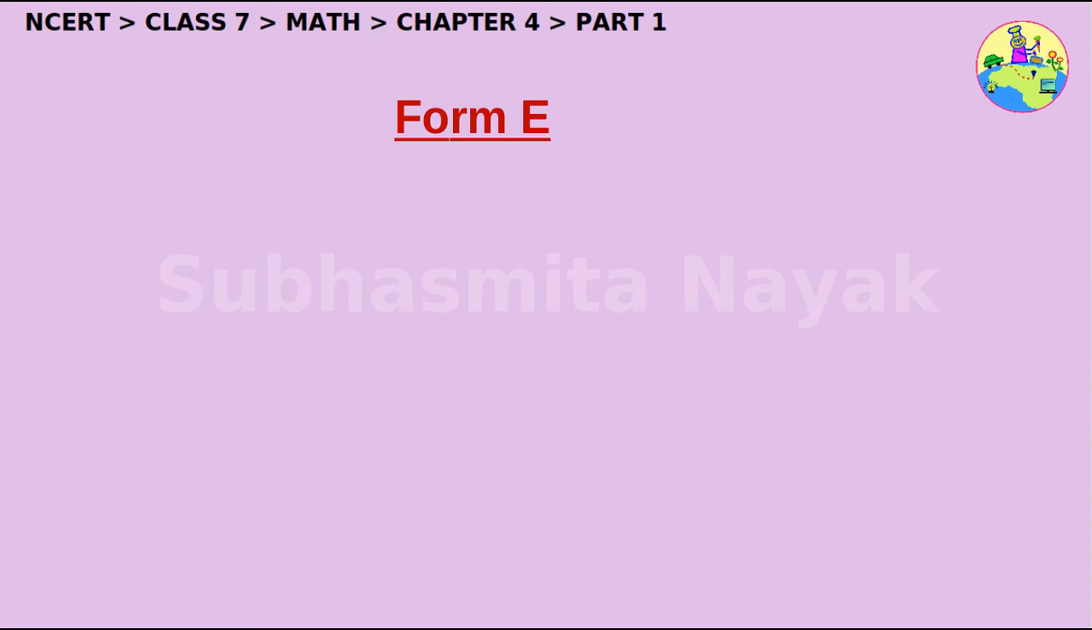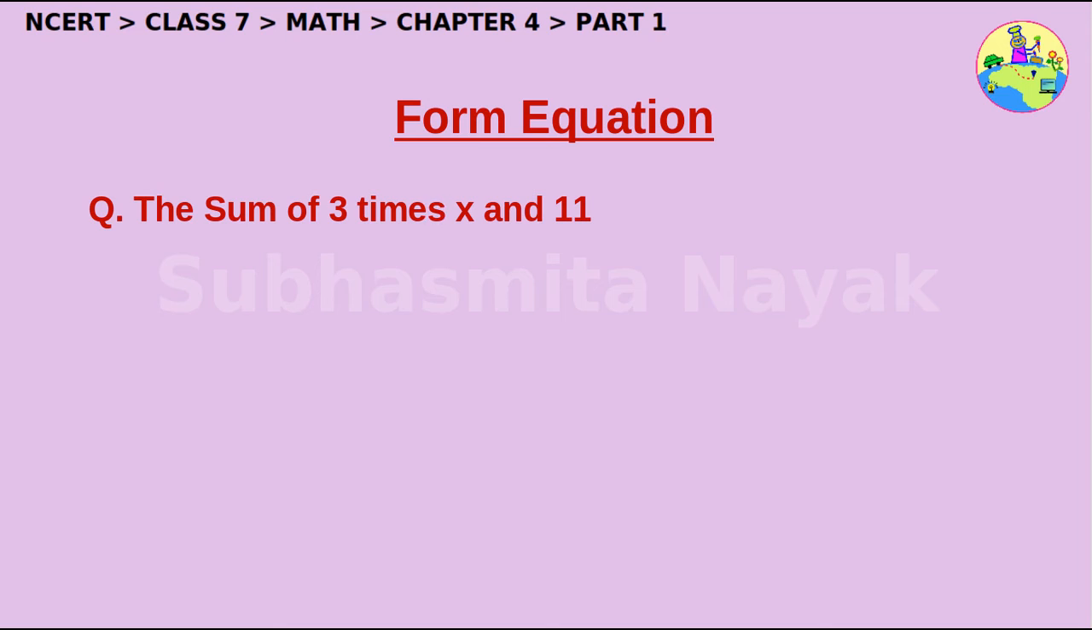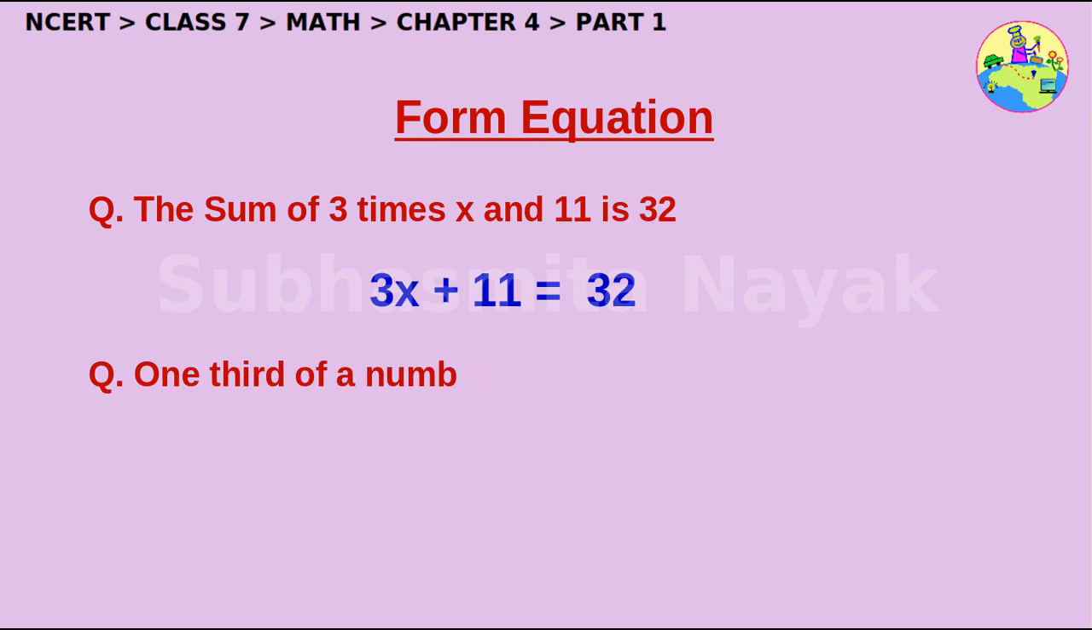Let's form equations for a few statements. The sum of 3 times x and 11 is 32. This is 3x + 11 = 32. 1/3 of a number plus 5 is 8. This is a/3 + 5 = 8.